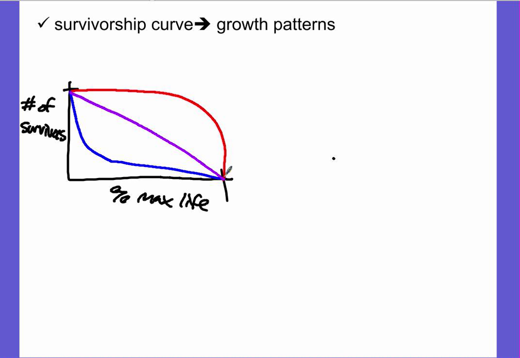But these 3 different curves represent type 1, type 2, and type 3. Right, type 1 organisms, again, they actually do tend to live to be fairly old, right? In a lot of cases, those kinds of organisms, right, since they're likely to live a long time, they tend to have fewer offspring.